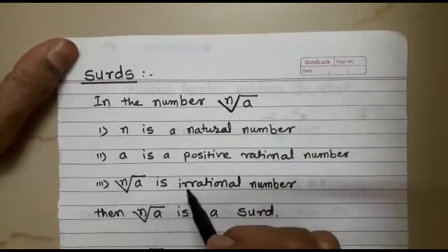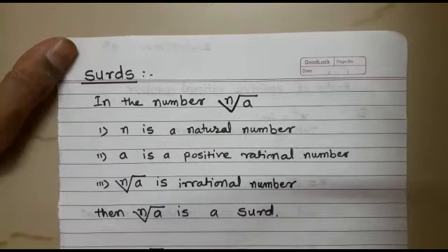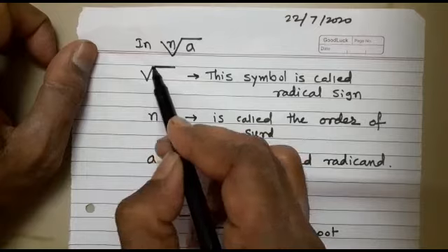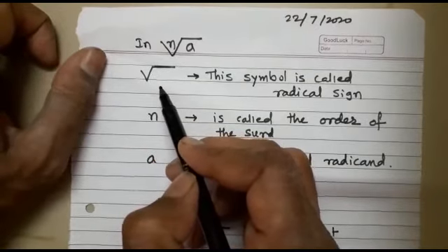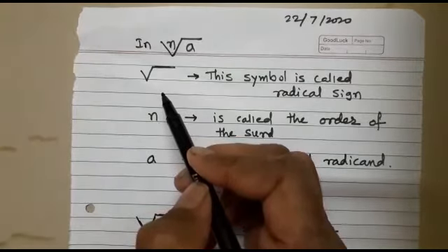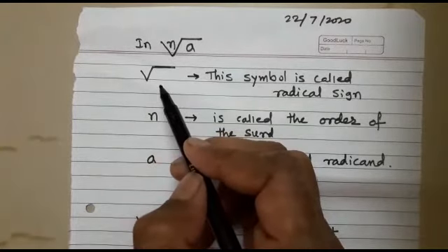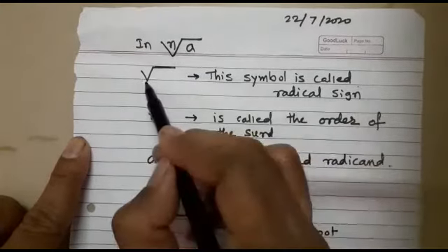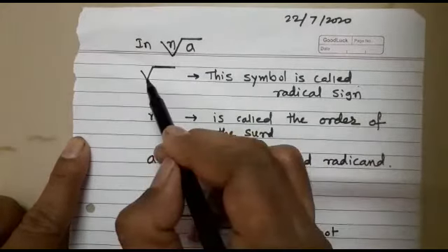If a number passed three conditions, then that should be a surd. Just we have seen the definition of the surd. Now, in nth root of a in this number, this sign we are familiar from the 5th or 6th standard. And in the 5th and 6th standard, we have seen that it is called as the square root. But actually, this symbol is called the radical sign. The name of this symbol is radical sign.